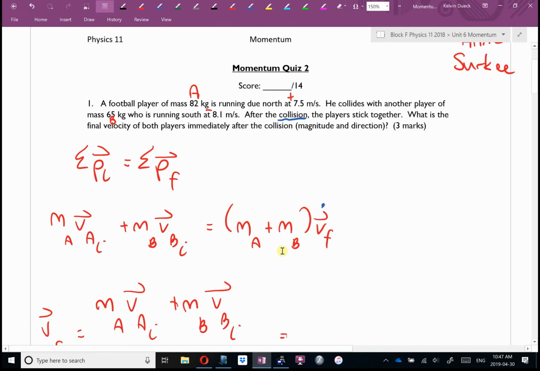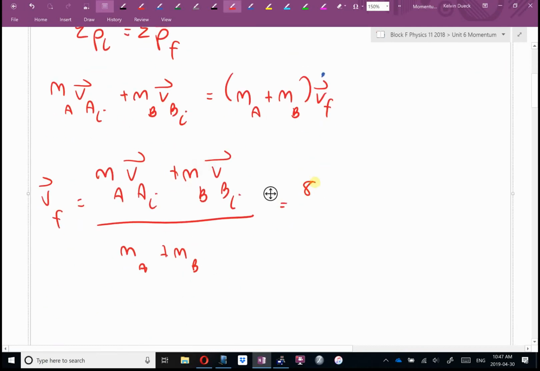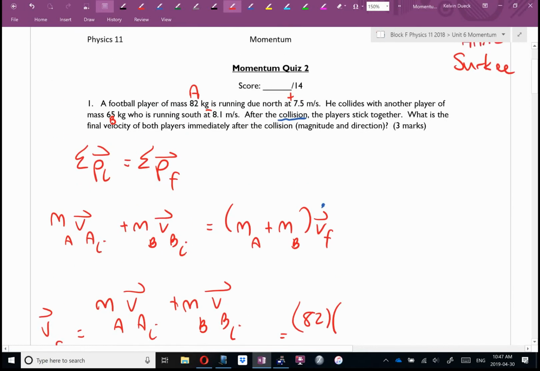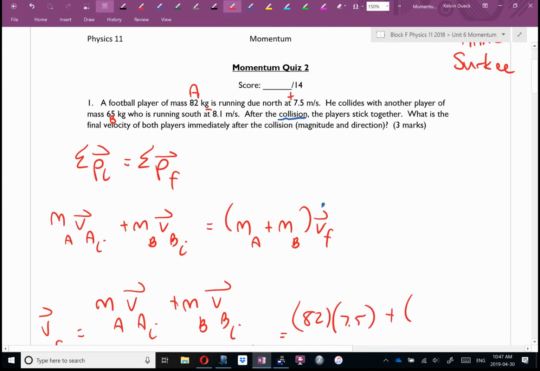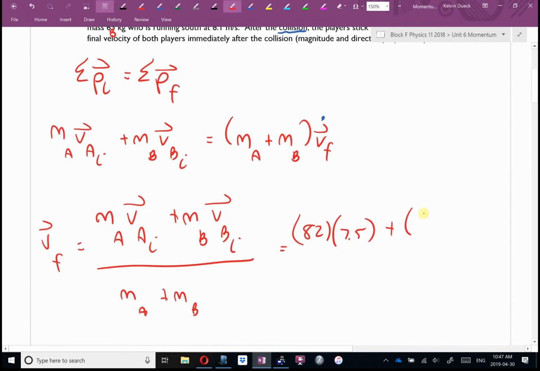What was the mass of object A? 82. Velocity, positive 7.5, plus object B was 65, negative 8.1, divided by 82 plus 65.